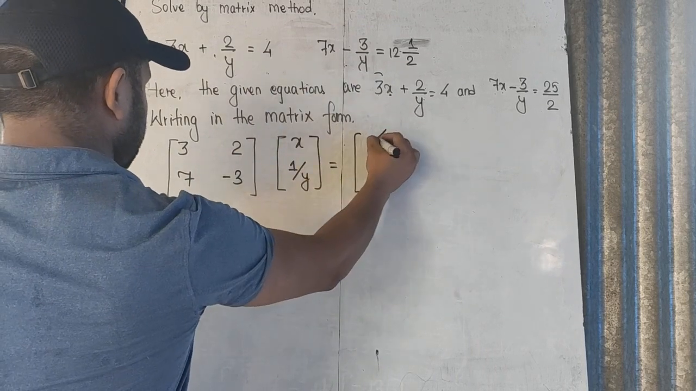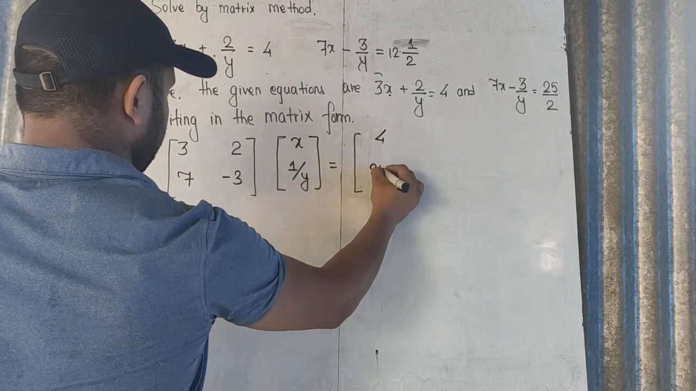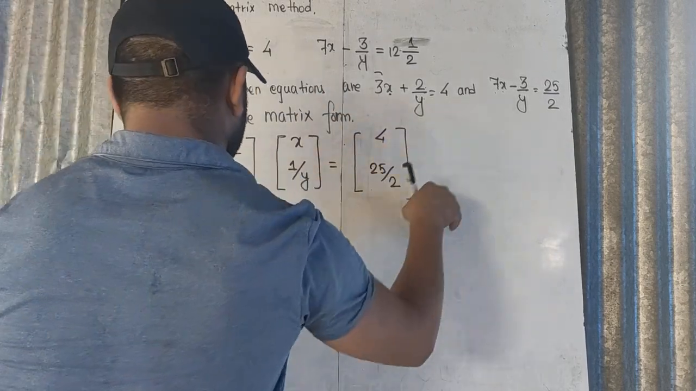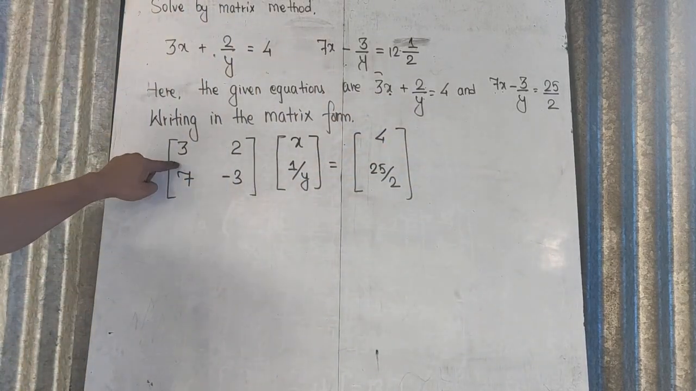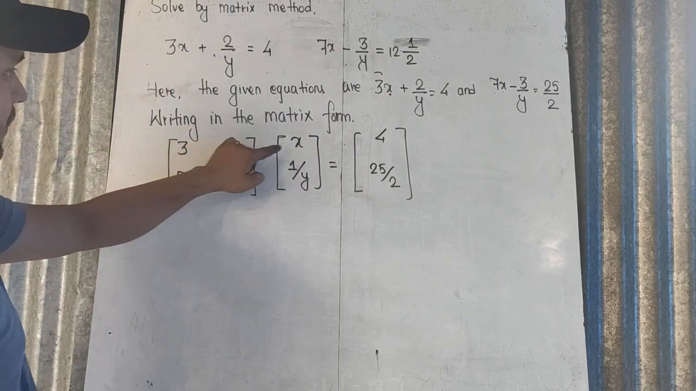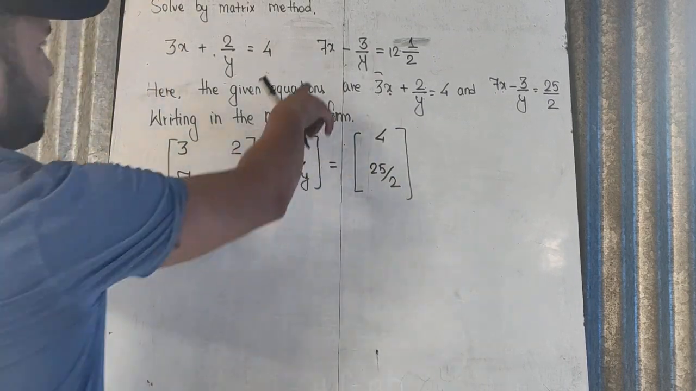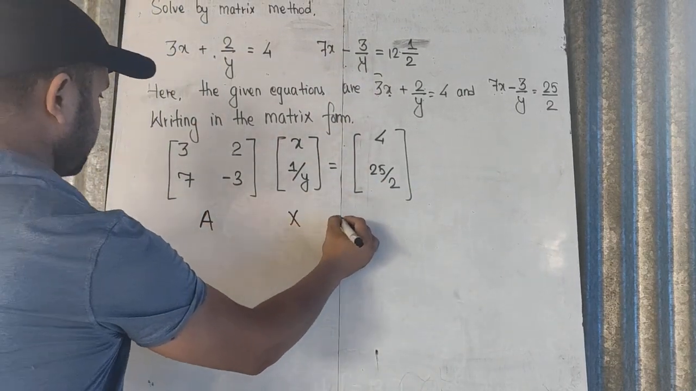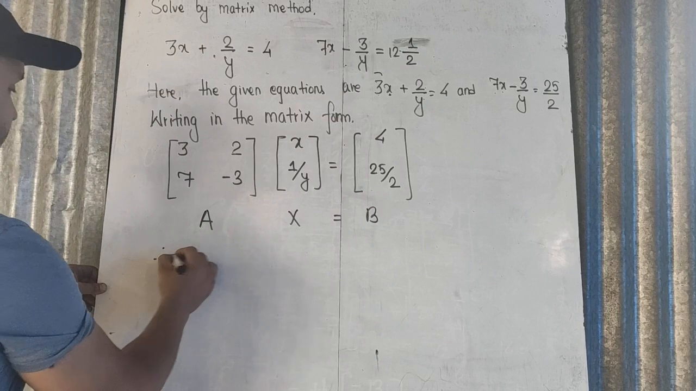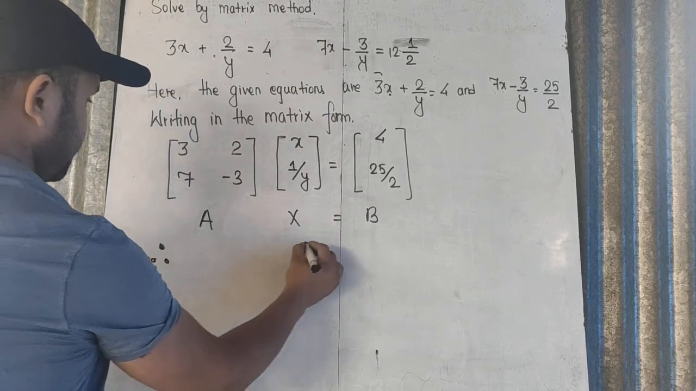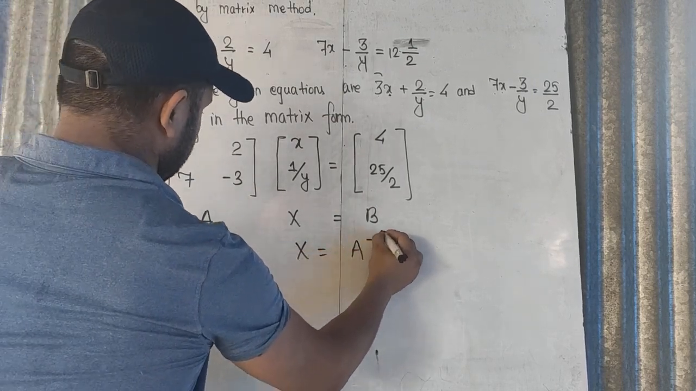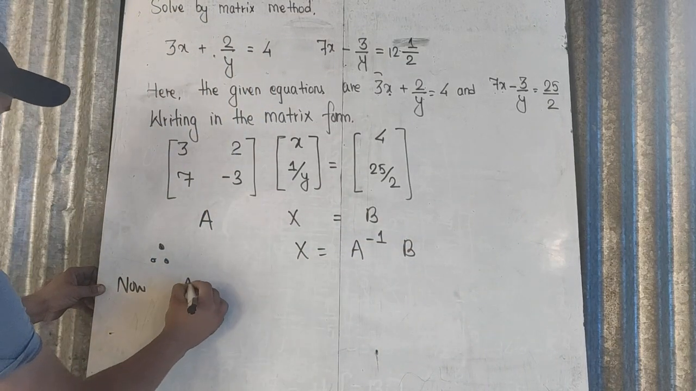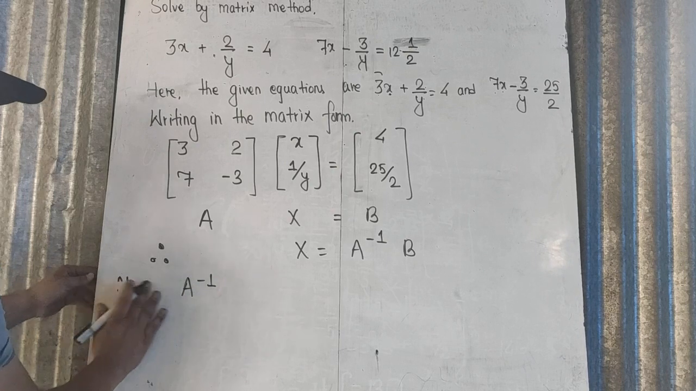Now the constant terms are 4 and 25 by 2. This must be in order. This will be 3, 2, 7, minus 3, and 4, 25 by 2. Now this is A, this is X, equals B. So when A into X equals B, then X will be A inverse B. Now our work is to find A inverse.